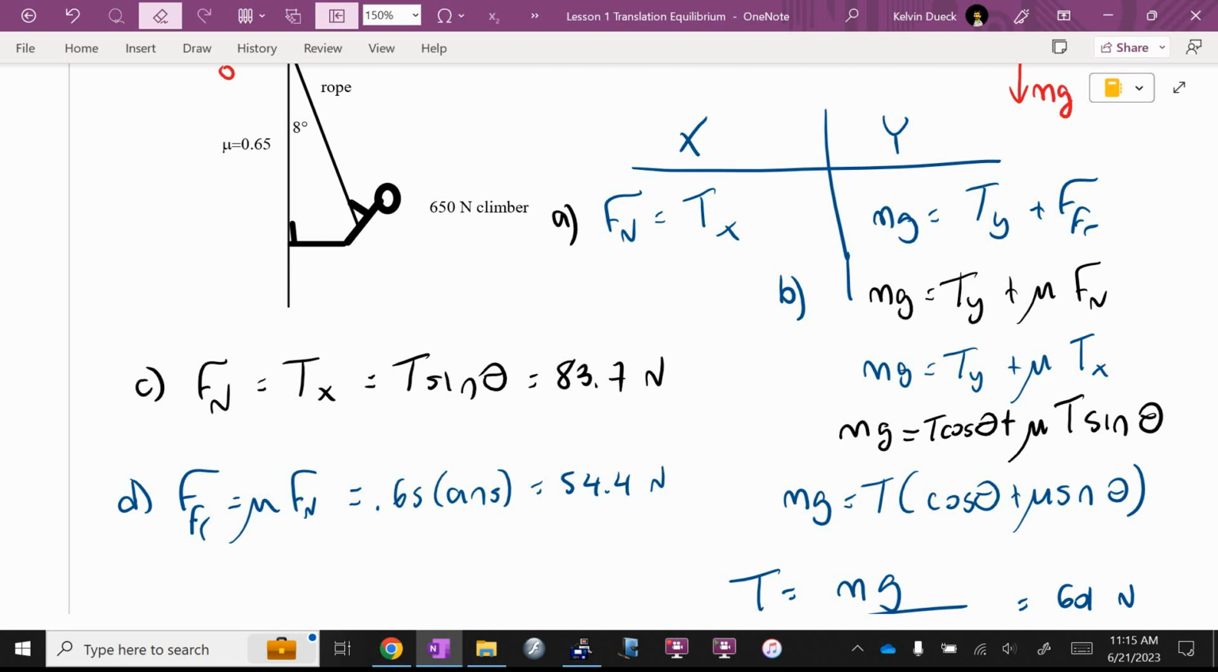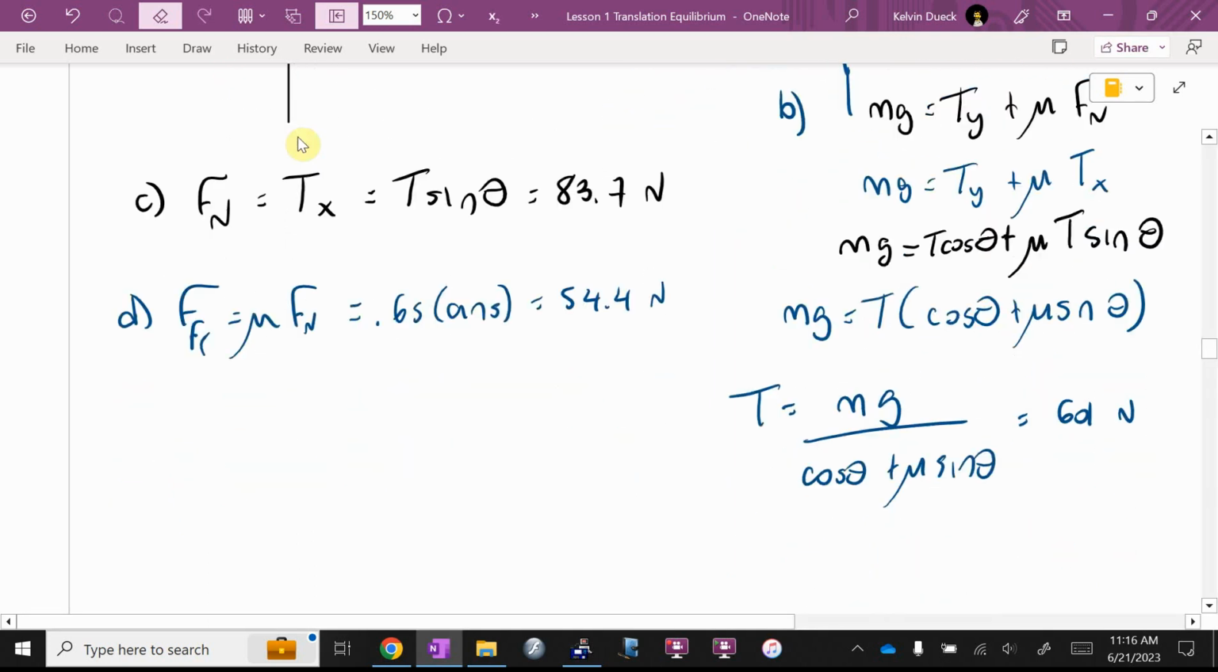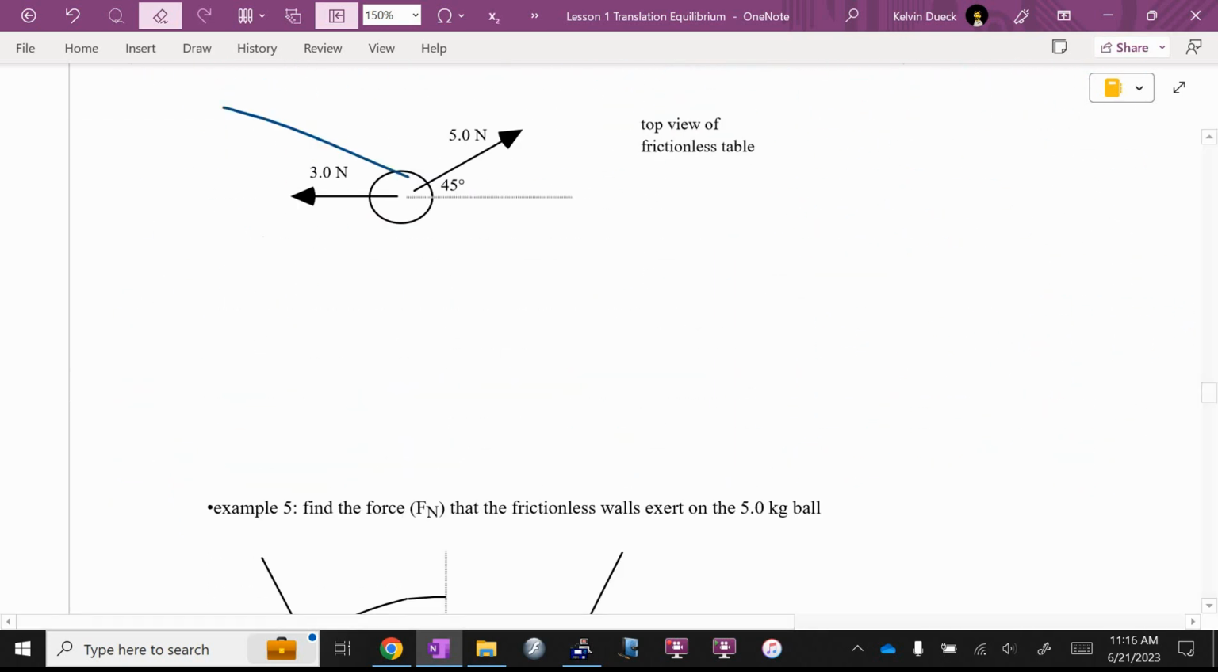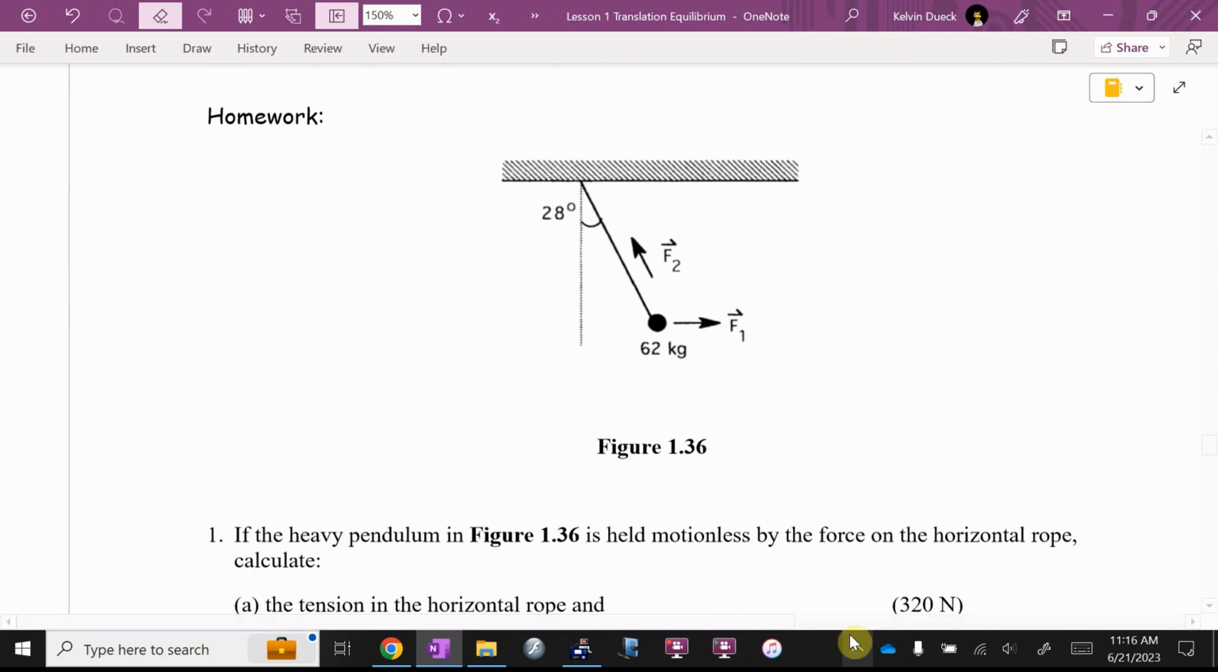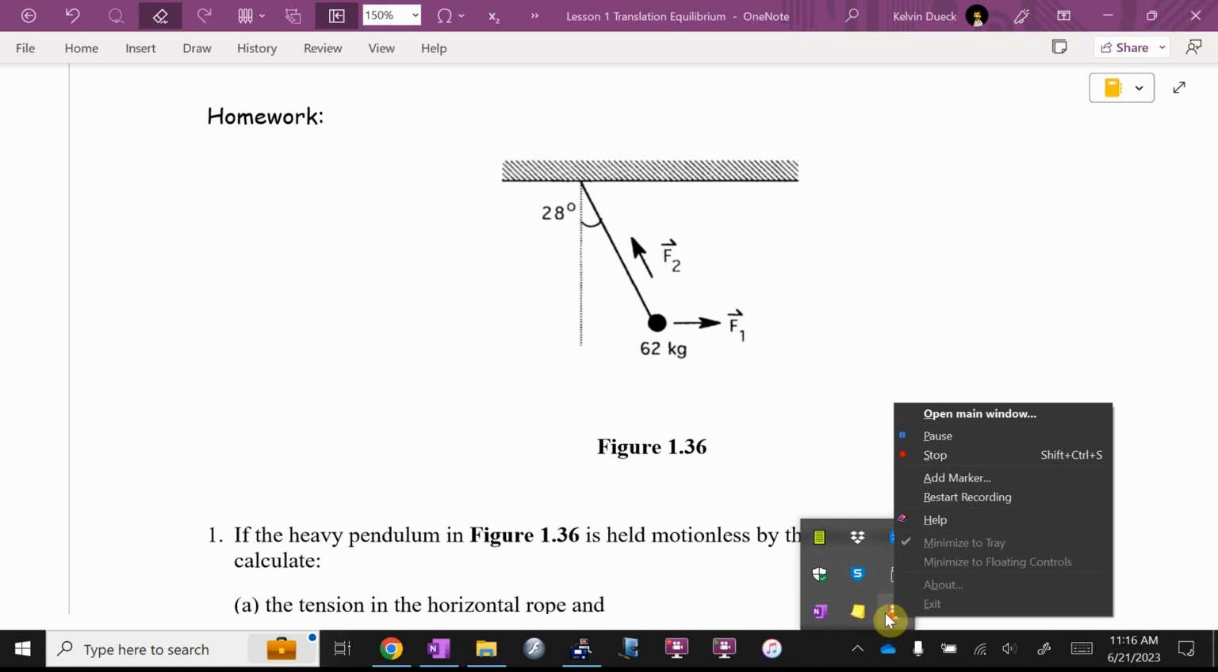So this is the idea of translational equilibrium, when all of the forces add to zero. Tomorrow we're going to ask, what if you're also spinning? Rotational equilibrium is when all of the torques add to zero. And if you're not spinning and you're not accelerating, we have what's called static equilibrium. I'm not going to give you any questions from the homework. They're cool, but I'm not going to go that far. Instead, I'm going to hit pause.